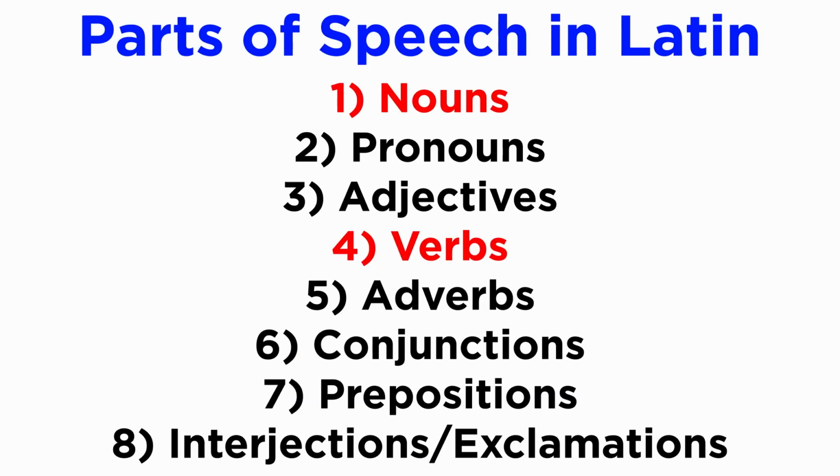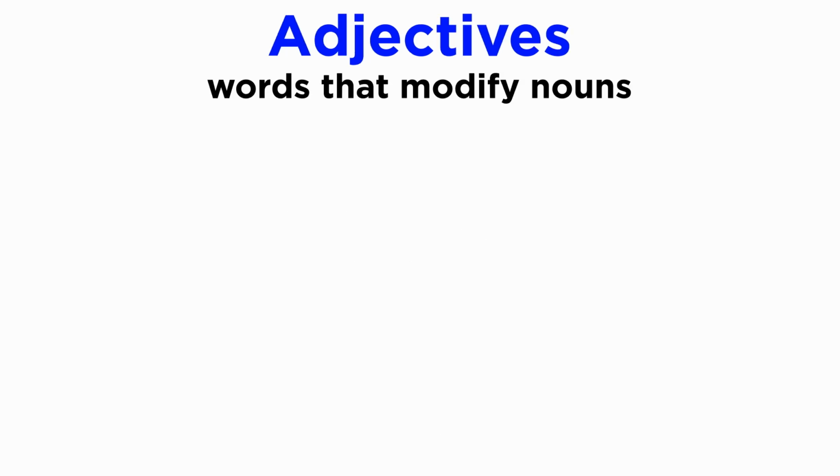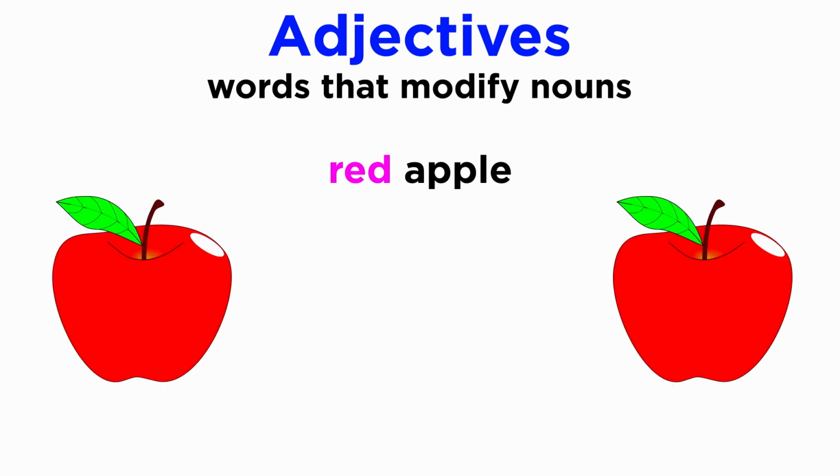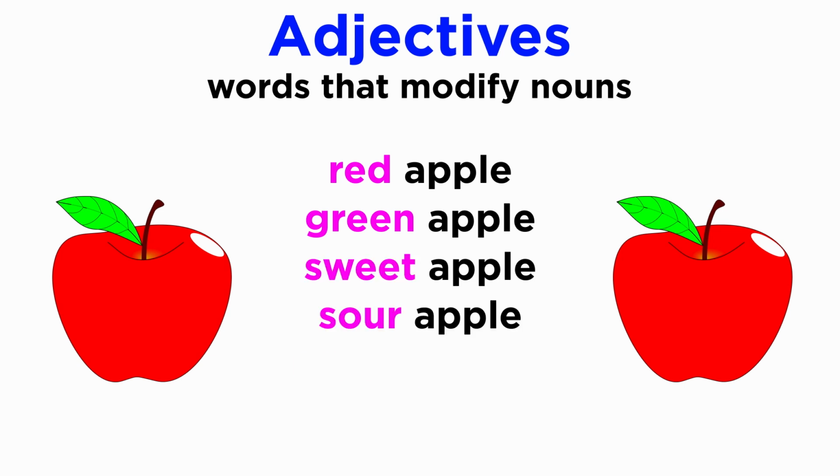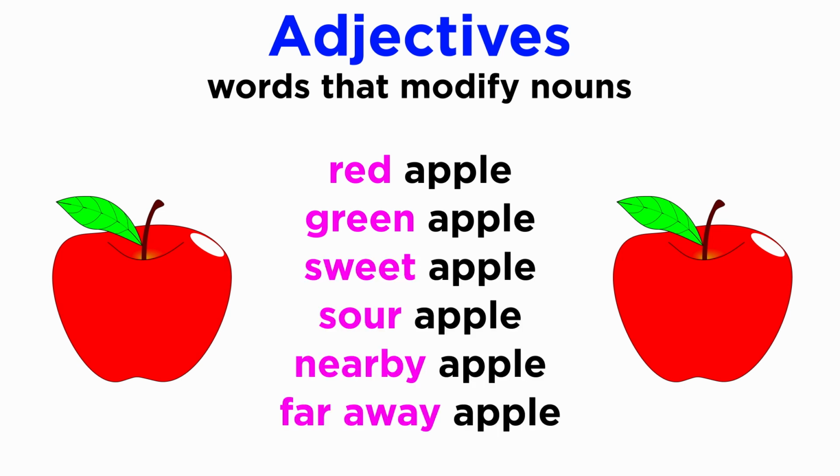At this point, we've learned a bit about both nouns and verbs, but another important part of speech is the adjective. Adjectives are words that modify nouns, adding extra details to the word that they refer to in terms of state or location. For example, an apple can be red, green, sweet, sour, nearby, or far away. It is the same in Latin with some extra details.